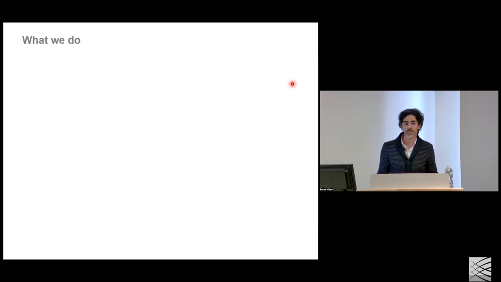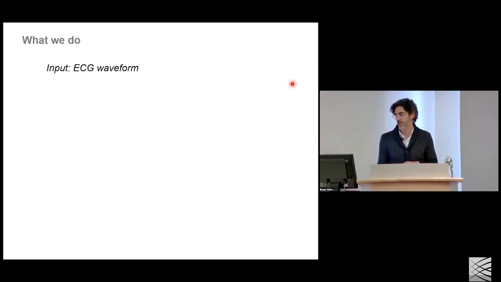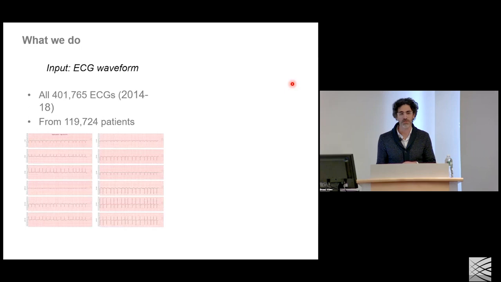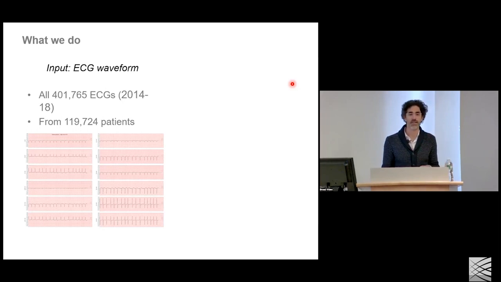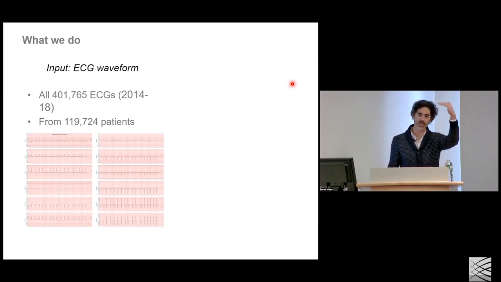Here's our setup for tackling this question. We just get a bunch of ECGs. So we get every electrocardiogram that was done over a 4-year period in one region in Sweden. It's called Region Halland. It's on the west coast of Sweden, between Copenhagen and Gothenburg.